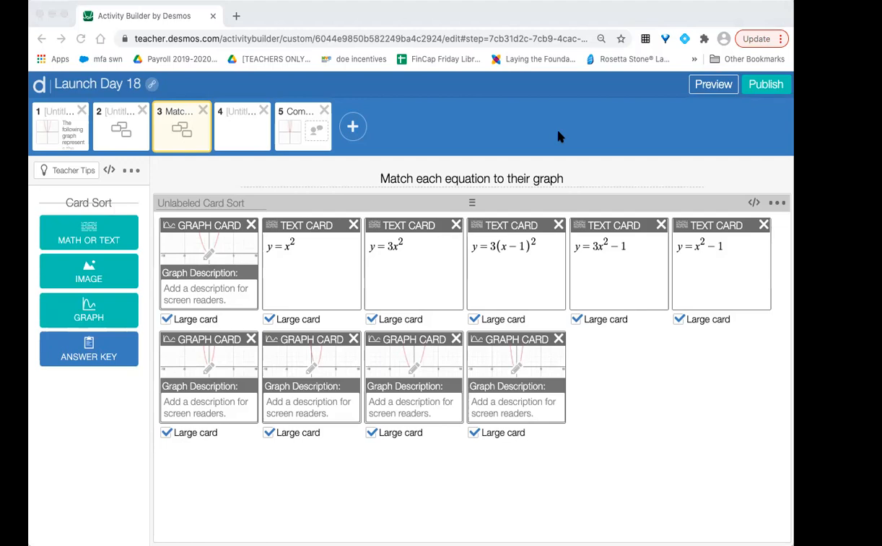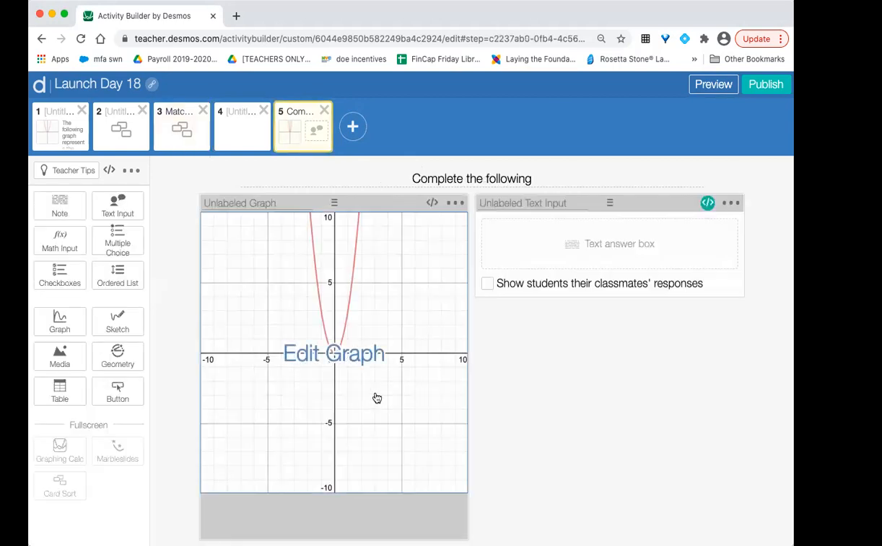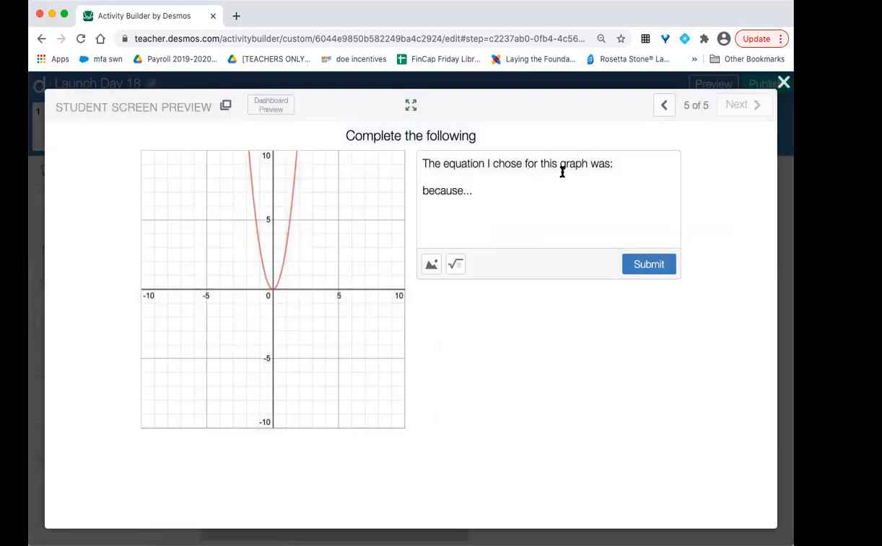How do they know which graph belongs to each equation? I think a really great tool you can use is adding a little bit of a prompt for them to answer these questions using the computational layer in Desmos. What you'll notice that I've done here is a graph of y equals 3x squared, and it's just a blank text box. But if I go to preview, you'll notice that there are actual words in there.